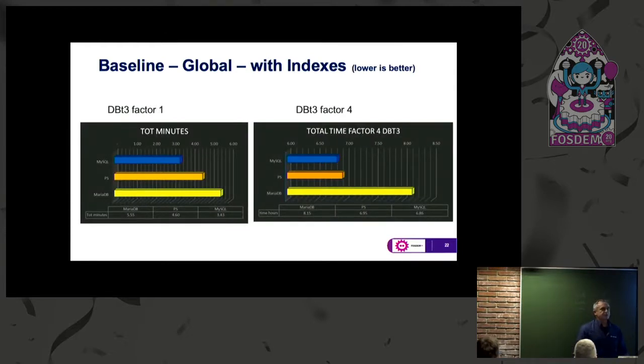Now, from the first round of tests, lower is better. This is against standard dbt3 with all the indexes, right? We have that factor 1 and factor 4 follow more or less the same trend. And what it seems is that MariaDB is taking longer.